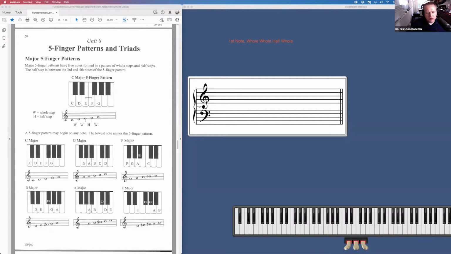It doesn't matter which note we start on. If you follow that pattern, you will get a major five-finger pattern. So on page 34, they've written out all of your five-finger patterns for the white keys, except for the key of B. They've written out C, G, D, A, E, and F. They've also written where those notes come on the staff.